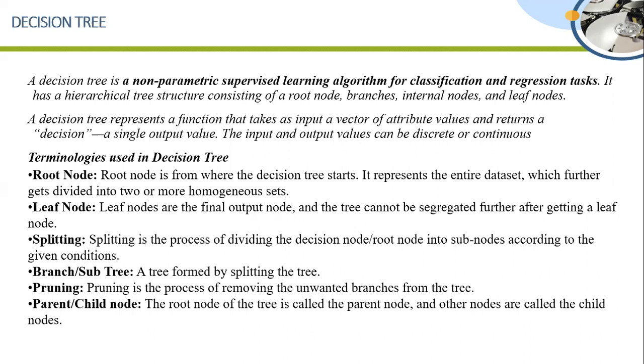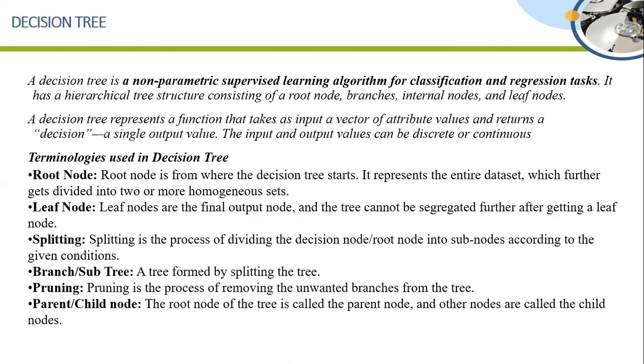Terminologies used here: root node. The root node is where the decision tree starts. It represents the entire data set, which is divided into two or more homogeneous sets. Leaf nodes are the final output nodes. So the root node will be the input and the leaf node will be the output node.